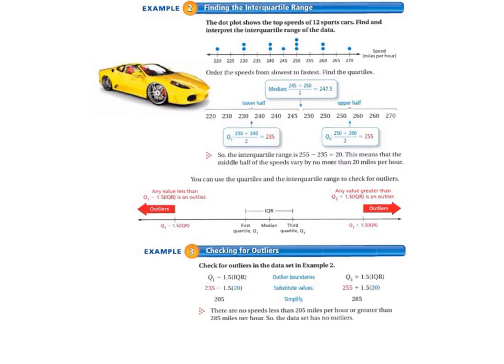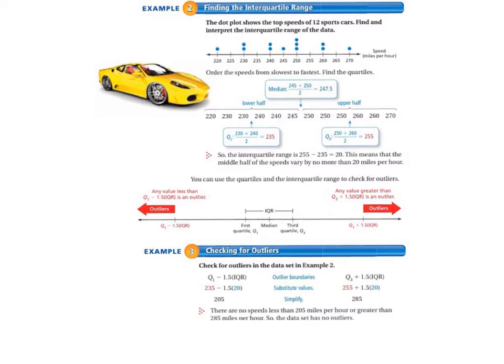Let's move on to example 2 on page 415, finding the interquartile range. The dot plot shows the top speeds of 12 sports cars. Find and interpret the interquartile range of the data. So our first step is to order the speeds from slowest to fastest, which is done for us on the dot plot, and then find the quartiles.